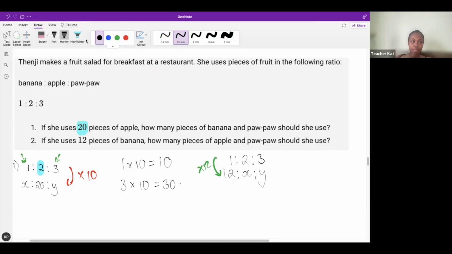So then I have to times by 12 everywhere, which means I'm going to have to say 2 times 12. So how many apples are we using? We're using 2 times 12, 24 apples, and 3 times 12 pawpaws. That means we're using 36. Nice, guys. I'm going to end the lesson here for today.